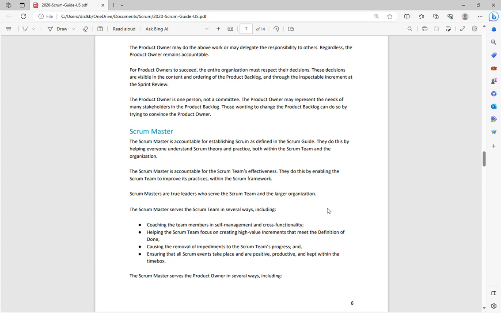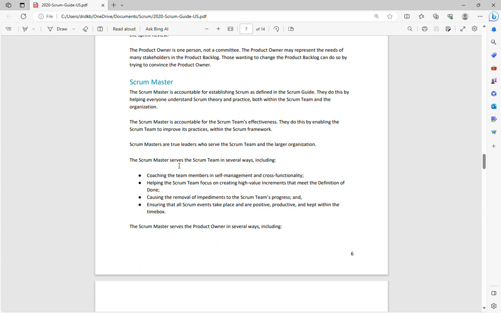Similarly, they do regular analysis of the burn down charts, and they help the team with any blockers by eliminating the blockers. So in a way, they are working as true leaders, but they are serving the team as the leader. And that is why the Scrum Master is also called a servant leader.